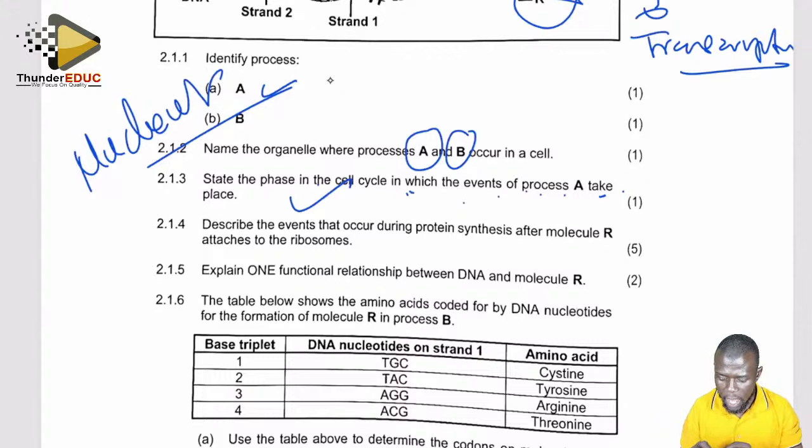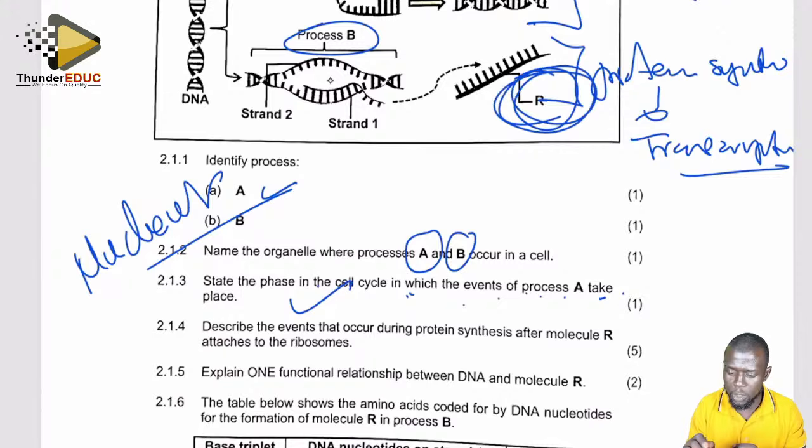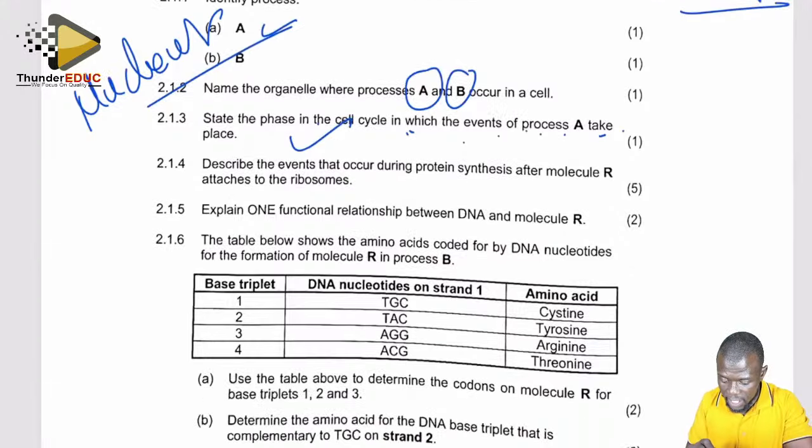Okay, we are done with that. Explain one functional relationship between DNA and molecule R. What is the functional relationship between DNA and molecule R? Basically, molecule R contains the coded message from DNA so that the proteins can be manufactured. That's what they are looking for. It has coded information from DNA so that the proteins can be formed.